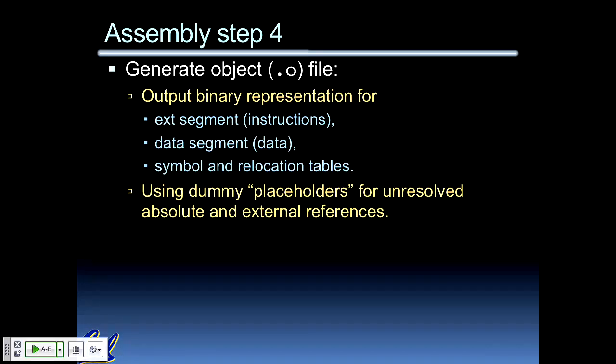All right, so finally the assembler spits out this information in a .o file, puts everything out there. It has the instructions, the data segment, the symbol and relocation tables. And it has placeholders for everything it couldn't figure out that needs to get patched later.